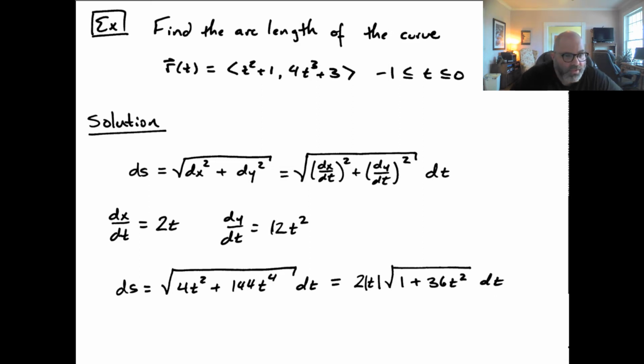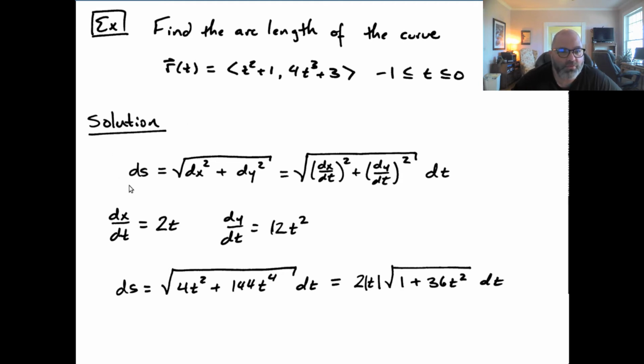Greetings, everybody. Let's talk a little bit about computing a specific problem involving arc length. We're given a curve of the form r(t) = (t squared plus 1, 4t cubed plus 3). We want to find the arc length of this curve with t going from -1 up to 0.